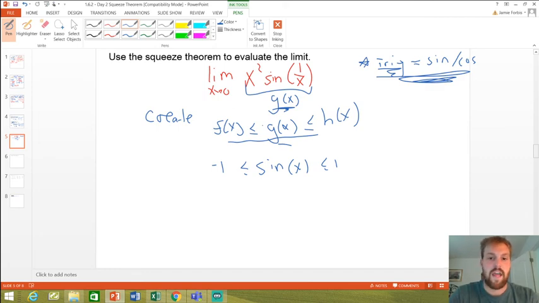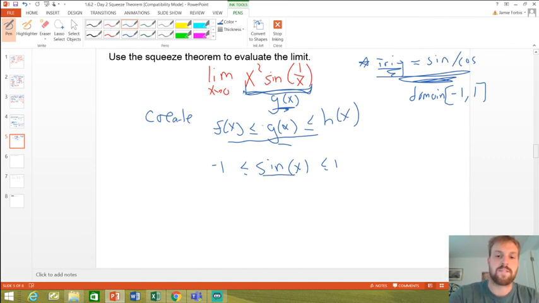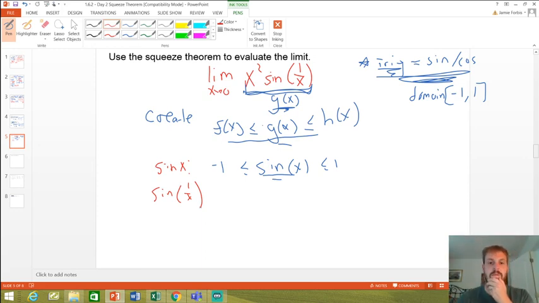We know that the output of sine of x is always going to oscillate between negative 1 and 1. That is its range, so keep that in mind. That's how we start this function up. Now, it's not what we started with, but the squeeze theorem says let's build up to that. So we're going to show this in steps. We started off with the sine of x. Let's now add the next piece, which is going to be the sine of 1 over x.